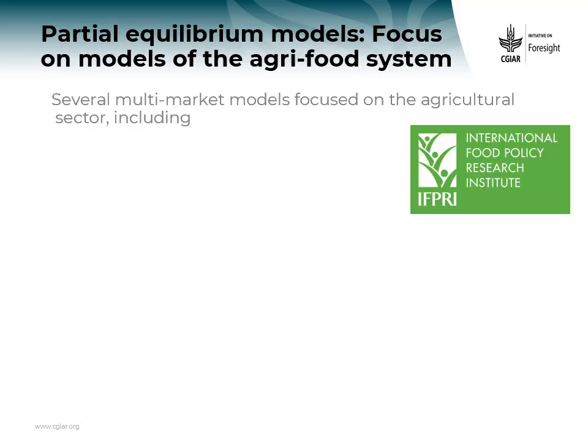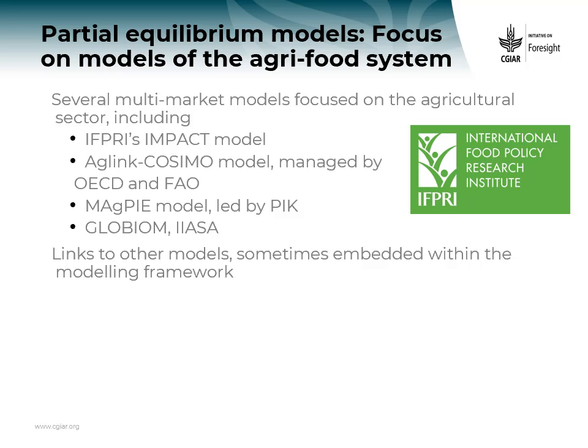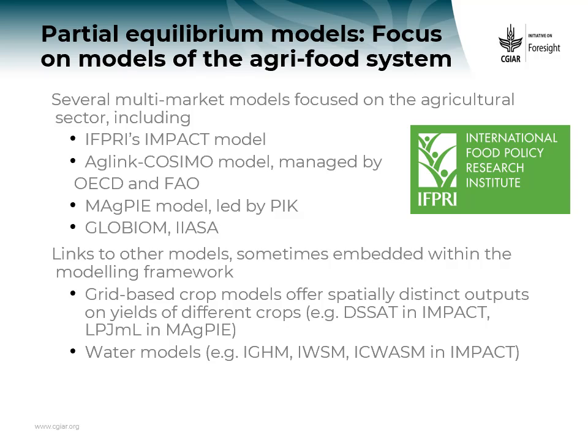There are several multi-market models focused on the agricultural sector. These include IFPRI's IMPACT model, the IIASA-COSIMO model, managed by the OECD and FAO, the MAgPIE model, led by the Land Use Group at the Potsdam Institute for Climate Impact Research, and the GLOBIOM model by IIASA. Many of these models are, at their core, economic partial equilibrium models, but many also link to other models, sometimes embedded within the modeling framework. We've listed some examples here of grid-based crop models that offer spatially distinct outputs on yields of different crops and some examples of water models.